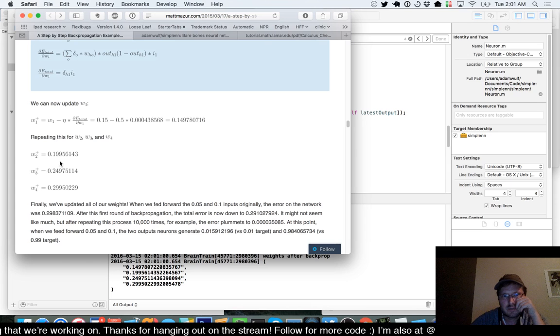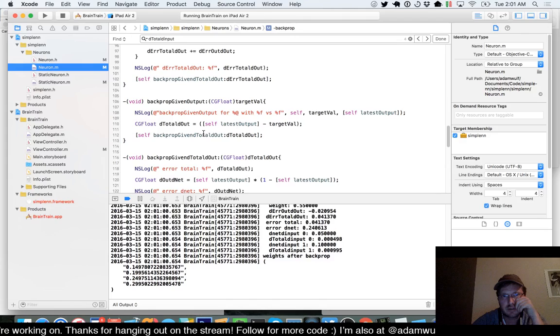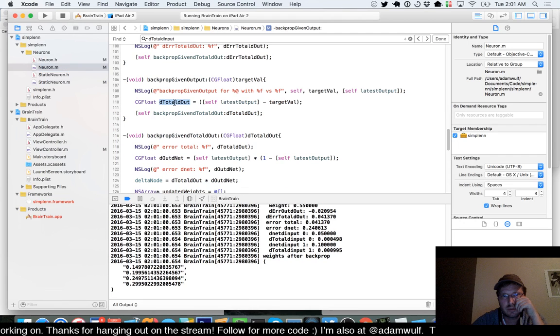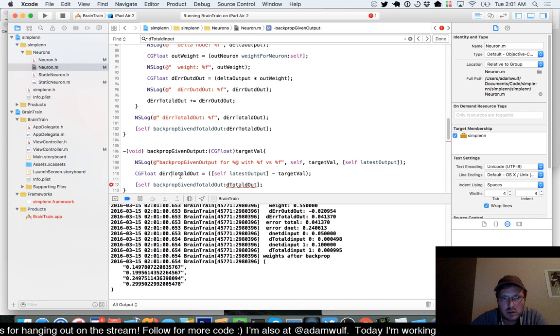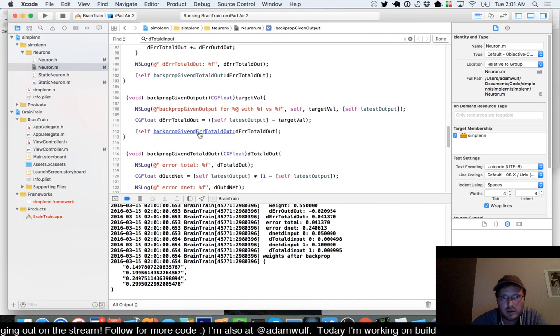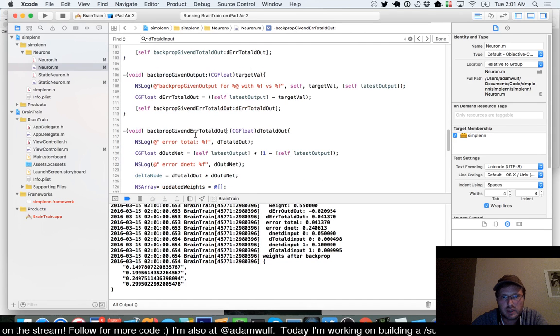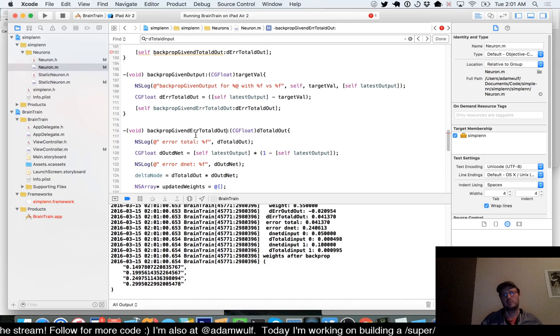Yeah, 2995, 2497, 1995. Yeah, so we were taking this d total d out. That's what we were calculating here. This is d total d out. This is d error total d out, really. The error total d out. To be consistent with my terrible naming scheme here. So now that is back propagating.